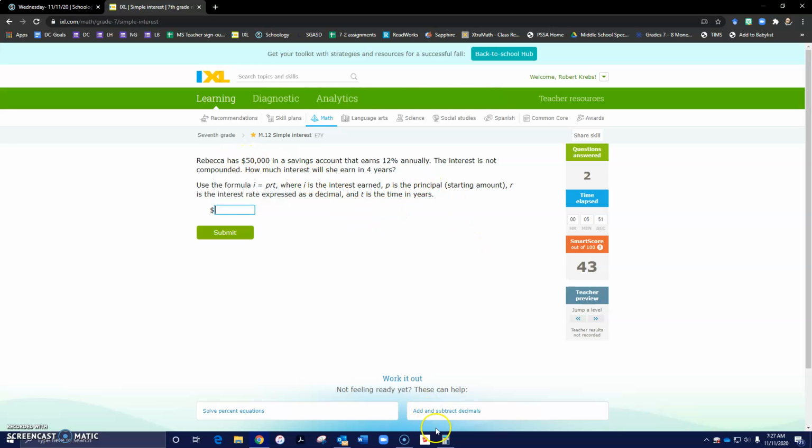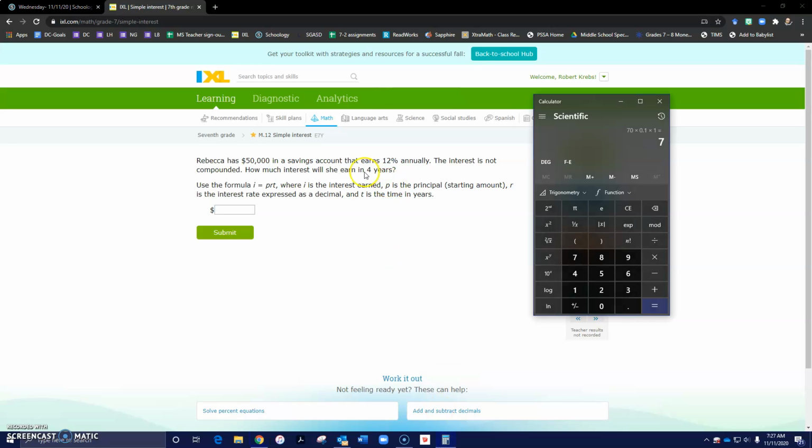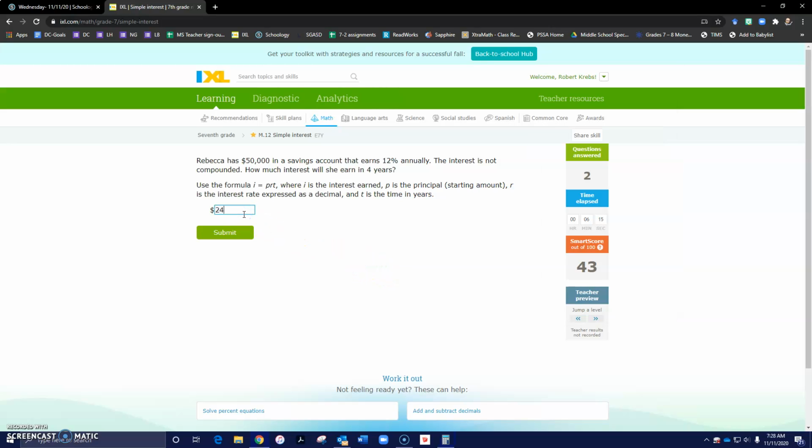Now we're working with some bigger numbers as we start getting up and up in levels. Rebecca has $50,000 in savings and earns 12% annually, and we're asking how much interest will she earn in 4 years. So I take that 50,000 times 0.12, or 12%, times 4 years. Ooh, now we're looking at $24,000. That's quite a big chunk of change.